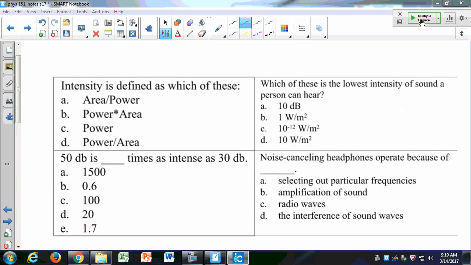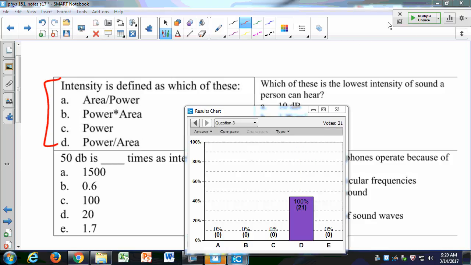All right, let's look at these. We'll do the top left one here. Intensity is defined as which of these? All right, we'll stop at 30. Okay, awesome. It is the power over area.